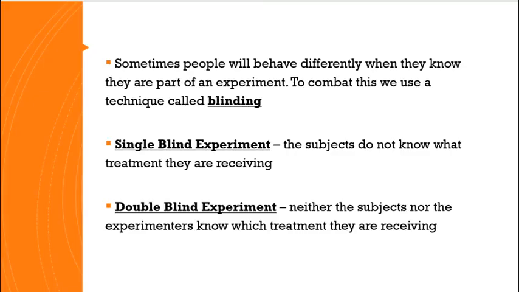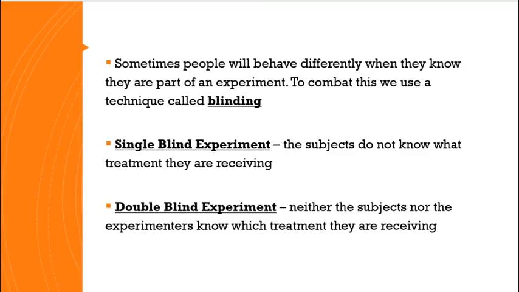So in a single blind experiment, the subjects do not know what treatment they are receiving. We talked last time about placebos. We don't tell people, hey, this is the placebo, or hey, this is the real thing. We just tell them you're going to be part of an experiment, and then we give them the medicine and don't tell them whether or not it is the real treatment.